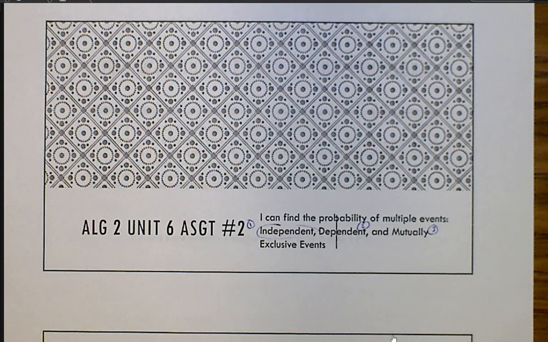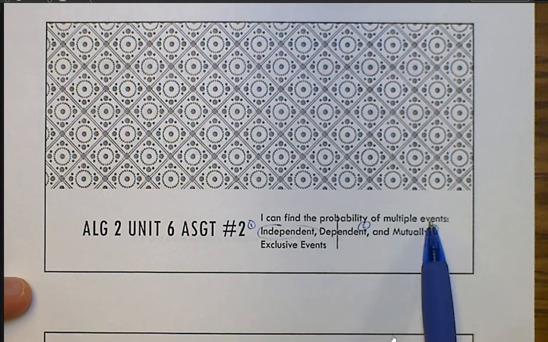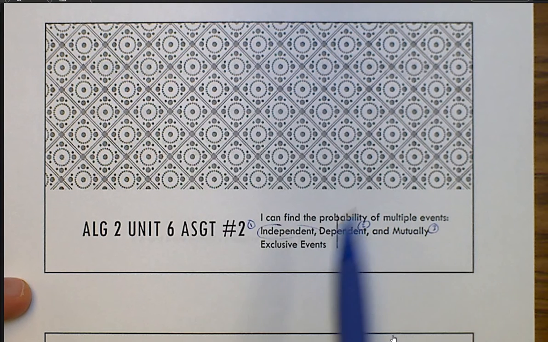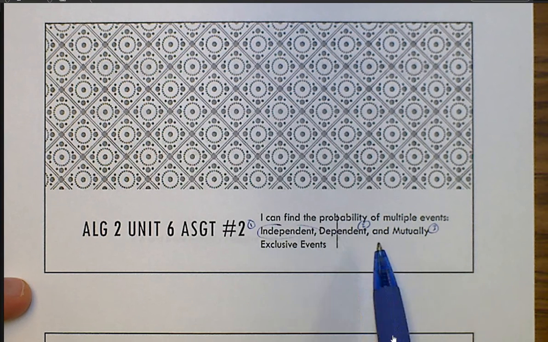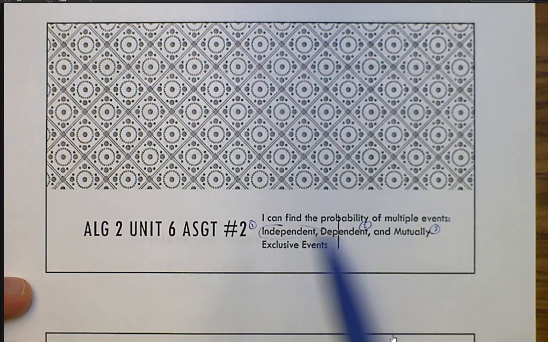We are back at it for lesson 2 in unit 6. We're in our probability unit, and today we're going to be focused on the probability of multiple events. And we have 3 types of multiple events. One is independent, the second one is dependent, and the third one is mutually exclusive events. We're going to focus a lot on independent and mutually exclusive today.